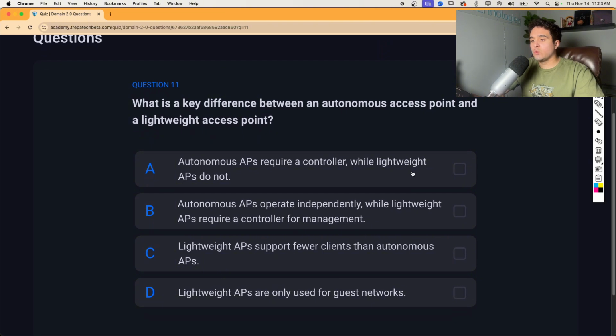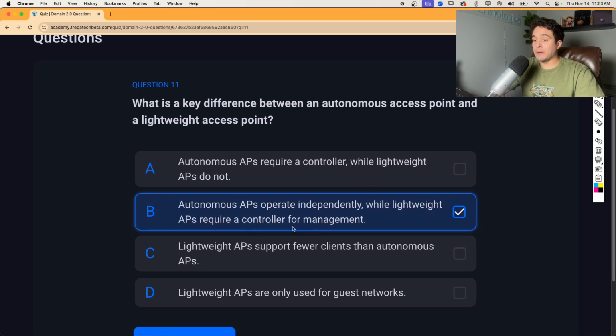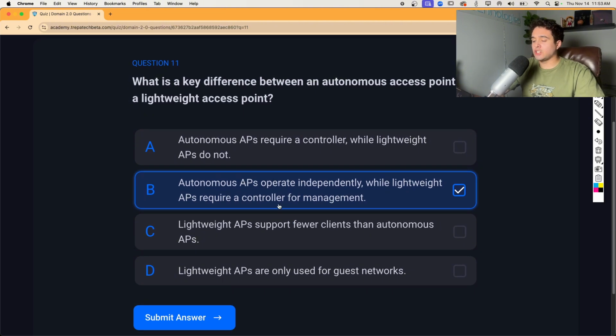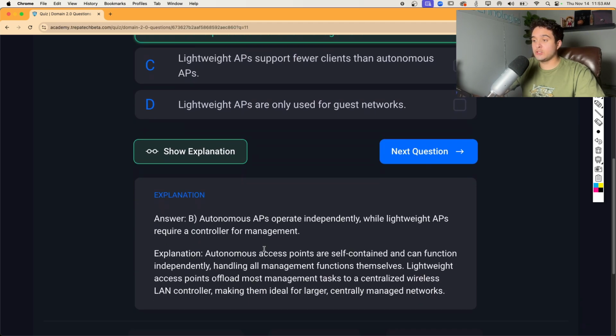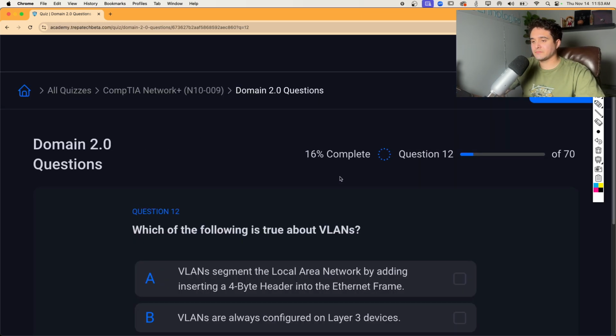Question 11. What is the key difference between an autonomous access point and a lightweight access point? Autonomous access points, again, they're managed individually. They have their own web GUI. Lightweight access points do need a wireless LAN controller. So I'm going to go with B here. That's our answer. Autonomous access points operate independently, while lightweight APs require a controller for management. That's exactly what they do with lightweight access points scaling higher. Go ahead and pause the video if you'd like to read the explanation.